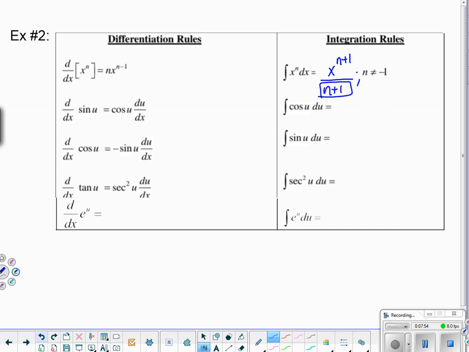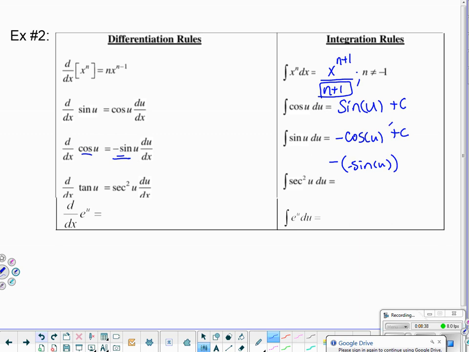The derivative of sine was cosine, so the integral of cosine is going to be sine of u plus c. The derivative of cosine is negative sine, so the integral of sine is going to be cosine. And they're using u's, so I'm going to stick with the u's. Now, am I okay with my positives and negatives on this one? Double check your work. The derivative of cosine gives me negative sine, but yet I don't have negative sine, so I'm going to put a negative there, so I get negative of negative sine of u when I take its derivative. That'll bounce me back to a positive sine. So the integral of sine is negative cosine.